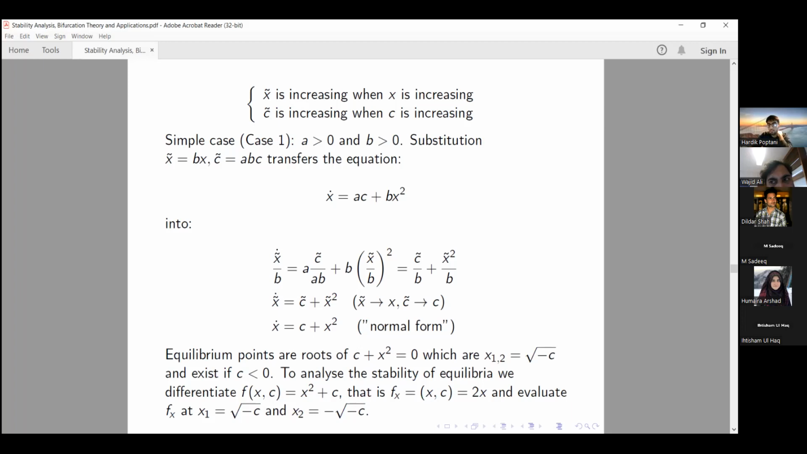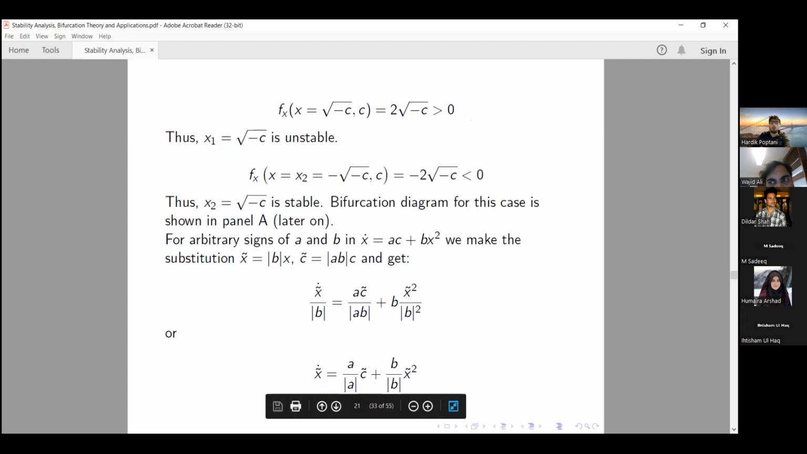To analyze the stability of the equilibria, we differentiate, which gives 2x, and evaluate at plus the square root of minus c and minus the square root of minus c. Obviously, for x1, since it's positive, it's greater than 0, so it is unstable, and the minus square root value is less than 0, therefore this is stable. A bifurcation diagram can be seen later on in panel A if we want to see what a fold bifurcation looks like.